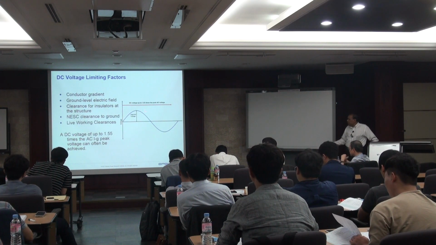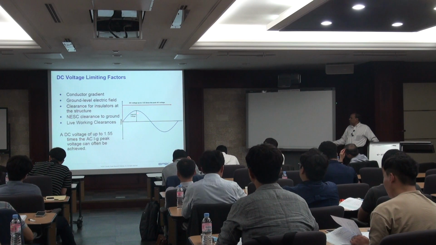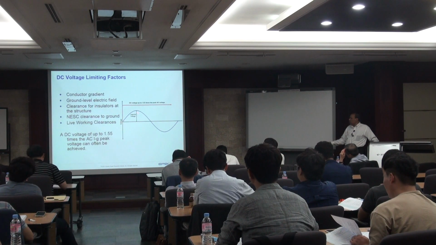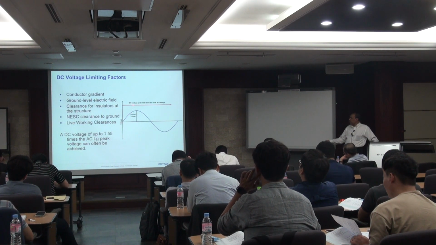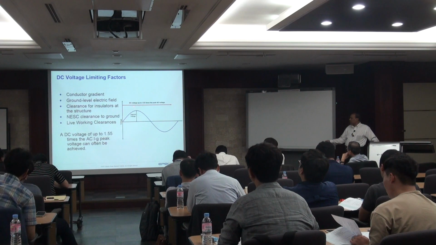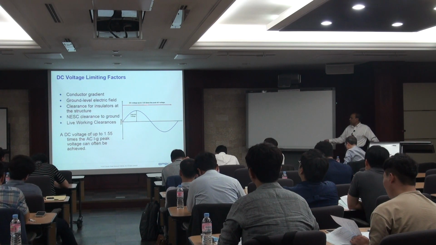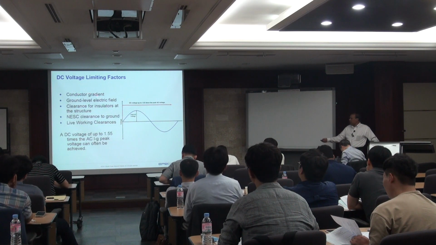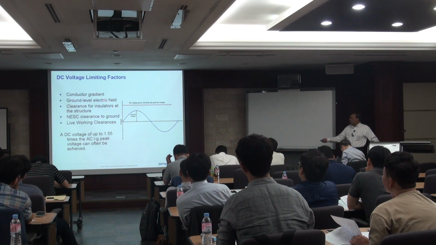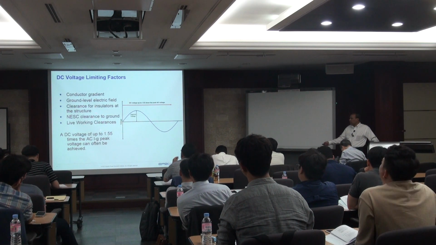Okay, this is a critical idea. When you have AC, your insulation level is designed for your peak AC voltage and you are operating at this voltage. But with DC, you can increase the voltage. When you run the same conductor for DC with the conversion, you can run at 1.55 times the peak AC voltage. Of course, we still have to go through these limiting criteria: conductor gradient, electric fields, clearance for insulators, all these we have to meet.